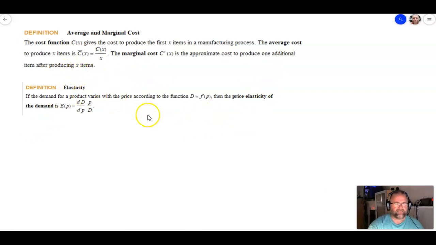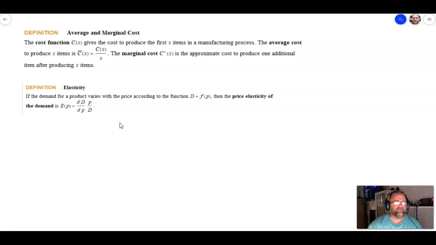And then elasticity says if the demand for a product varies with the price according to the function D is equal to F of P, then the price elasticity of the demand is given by this function here. And we'll do an example with this function here.